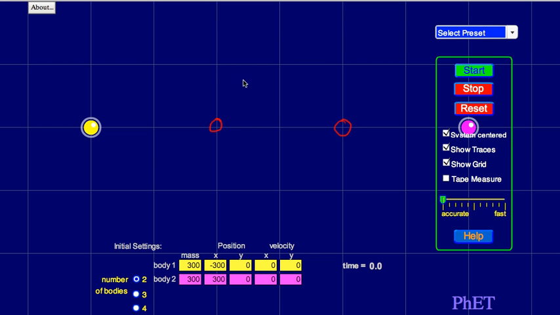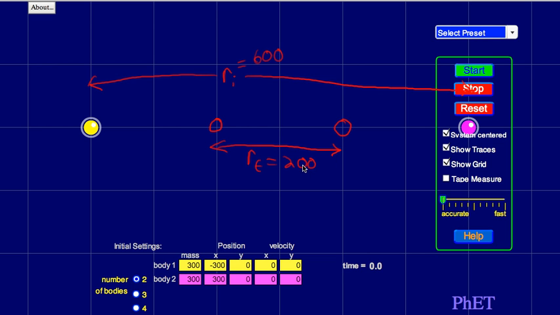And so we have some definitions here. There's an initial separation between them. I'm going to call R initial. And if you look down here, if each one's 300, we know that's 600. And then there's an R final. If each grid is 100 units, R final is 200. And so we want to use conservation of energy to predict what these speeds will be.